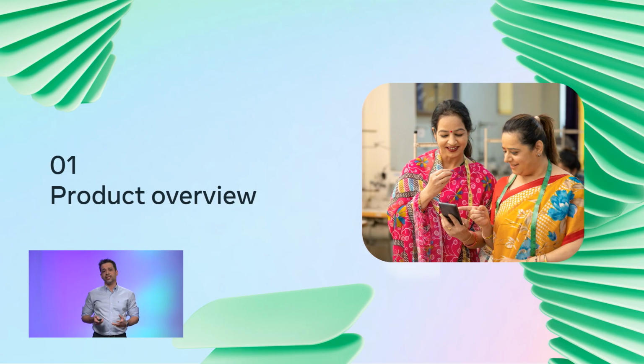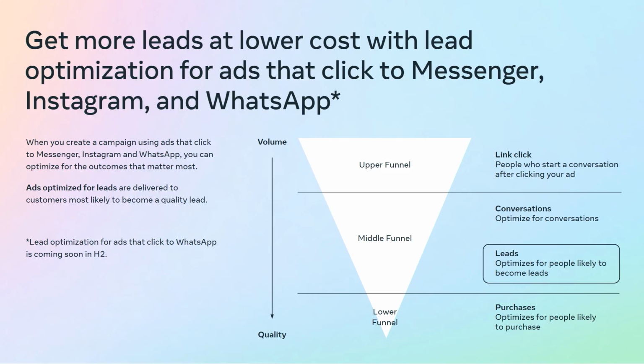When it comes to ads that click to Messenger, Instagram, and WhatsApp, you can optimize your campaign's performance goal for the outcome that matters most to you. And you can do it at each level of the sales funnel. In this sense, leads bridge the gap between people who clicked the ad and initiated a conversation and people likely to purchase. This is done by optimizing for people most likely to become quality leads, meaning people who have shared meaningful information with you about themselves or their needs.